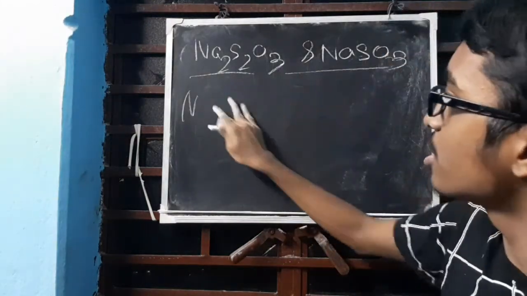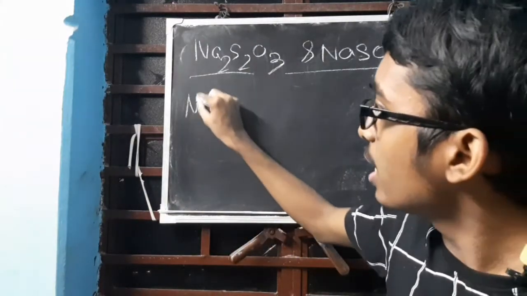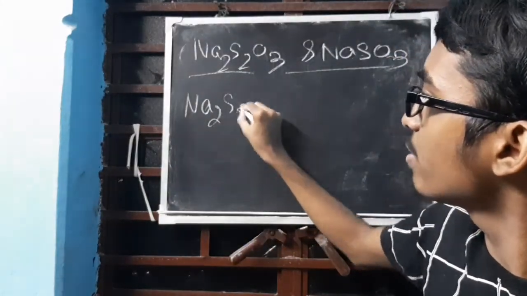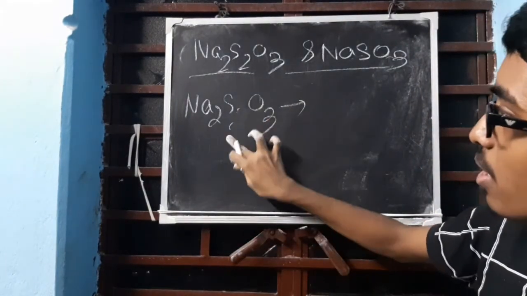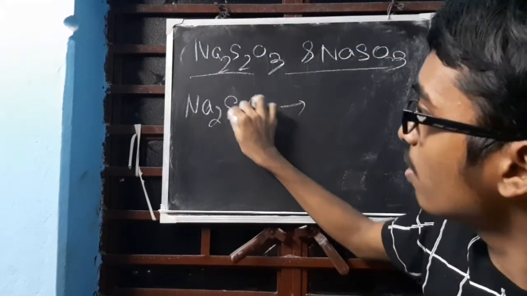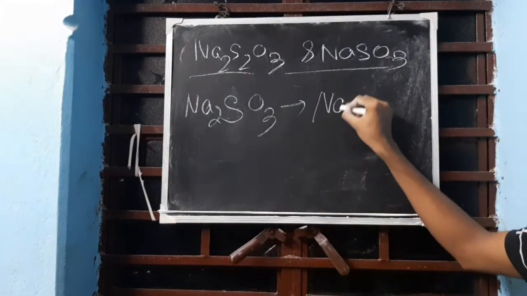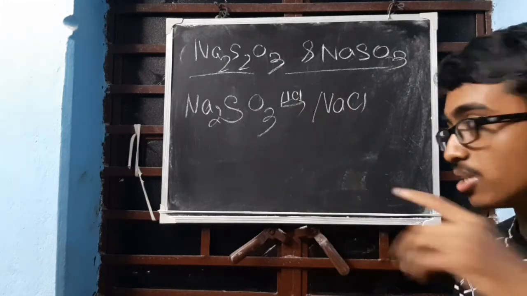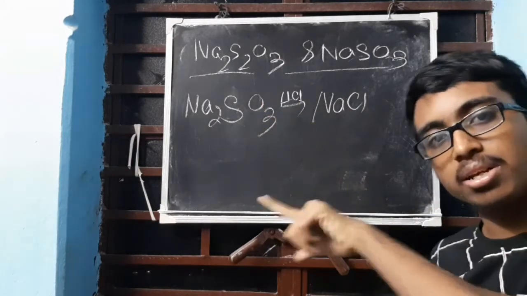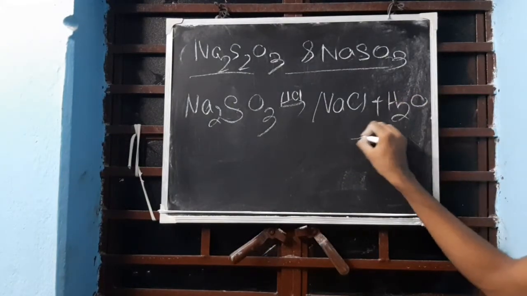The Na2SO3 reaction you already know. I am not writing the reaction again. The reaction is very easy. Now Na2S2O3. Suppose this extra sulfur was not there, what would have been the reaction? NaCl plus H2O plus SO2, with HCl added. Correct?